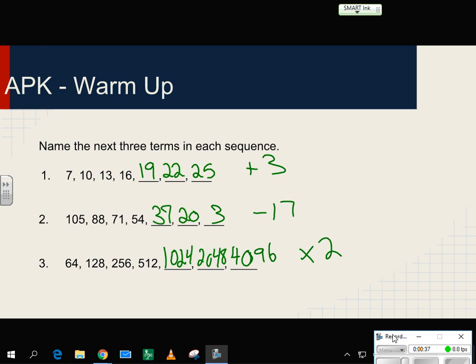So for number 1, I added 3 to each one. That's how I got 19, 22, and 25. For 2, I subtracted 17 from each one. And for 3, we multiplied by 2. This is exactly what we're going to work on today, to look for patterns in numbers and try to see if we can find patterns between two sets of numbers. Let's get started by looking at a scenario.